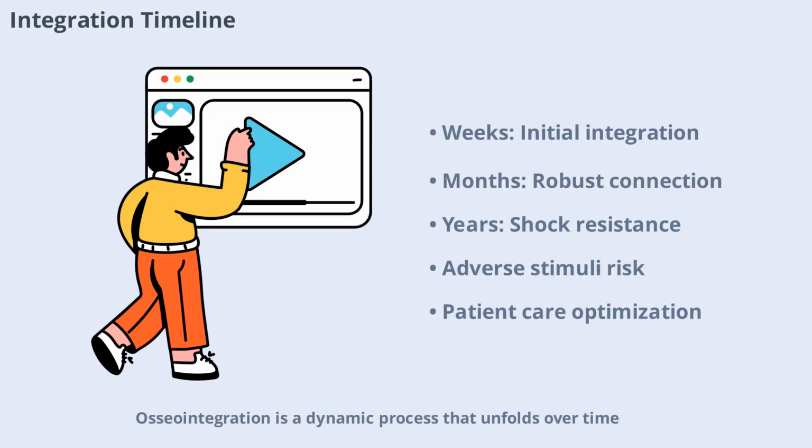Osseointegration is a dynamic process that unfolds over time. Evidence of integration appears after a few weeks, with a more robust connection developing over months or years. The interface becomes increasingly resistant to external shocks, but prolonged adverse stimuli or overload can damage it, resulting in implant failure. Understanding the timeline helps clinicians manage patient expectations and optimize care.